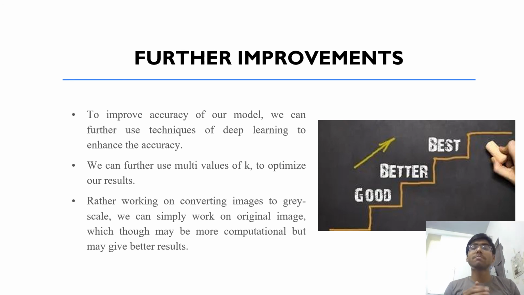Further, what improvements can we make in our model? To improve the accuracy of our model, we can use the concepts of deep learning to enhance its accuracy. And if we have used the value of k to be 5, then if we use multiple values of k, we will be able to optimize our results. And the main thing we can do is, rather than working on the grayscale image, we don't have to convert our image to grayscale. We can simply work on the original image. It will be more computational, but it will give better results. So these are things we can improve further.